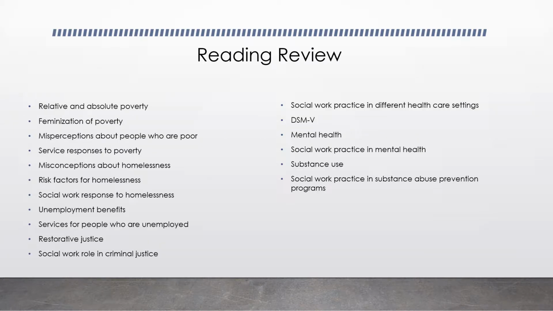So some of the key terms and concepts you should be familiar with from your reading at the end of these modules include relative and absolute poverty, the feminization of poverty, misperceptions about people who are poor, service responses to poverty, misconceptions about homelessness, risk factors for homelessness, and social workers' response to homelessness, unemployment benefits, services to people who are unemployed, restorative justice, social work's role in the criminal justice system, social work practice across different healthcare settings, the DSM-V or DSM-5, mental health, social work practice in mental health care settings, substance use, and social work practice and substance abuse prevention programs.